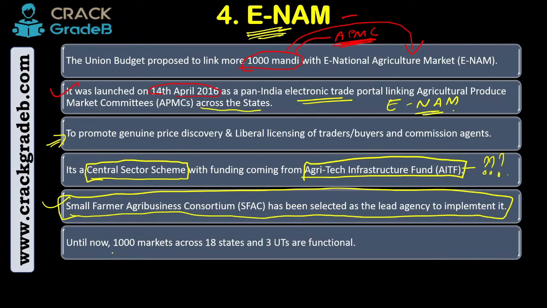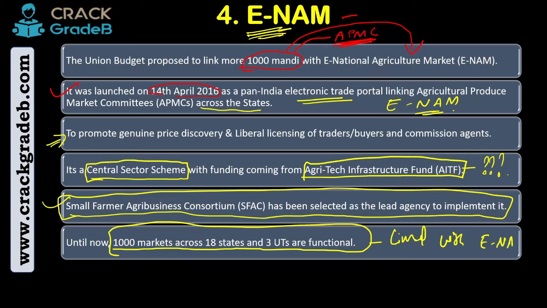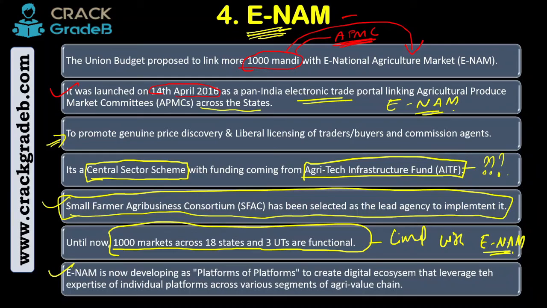Then, till now, the status of ENAM is that 1000 markets across 18 states and 3 union territories are functional, meaning they are linked with ENAM, the National Agriculture Market. Next, ENAM is now developing as a platform of platforms, to create a digital ecosystem that leverages the expertise of individual platforms across various segments of the agri value chain, right? So there are multiple platforms, and combining all the platforms, it is becoming another platform. Meaning ENAM is a platform that is going to manage other platforms, right? So this you can mention when you write something about Digital India. This is benefiting farmers in a more transparent way.